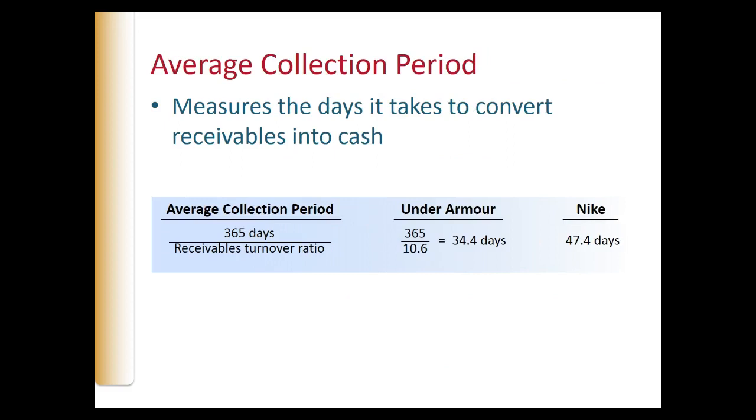Now, we often convert the receivables turnover ratio into days and call it the average collection period. The shorter the average period, the better. So this slide shows the average collection period for Under Armour and for Nike. Under Armour's average collection period is 34.4 days, which is the 365 days in a year divided by the receivables turnover ratio of 10.6. It takes Under Armour an average of over a month to collect its accounts receivable. Nike's average collection period is 47.4 days, almost 2 weeks longer.